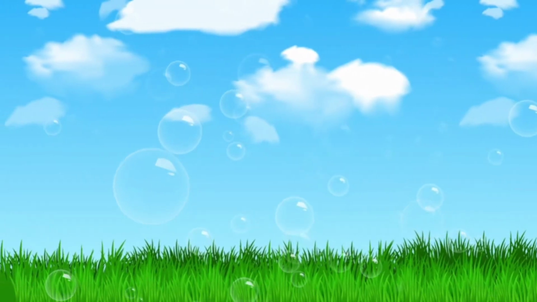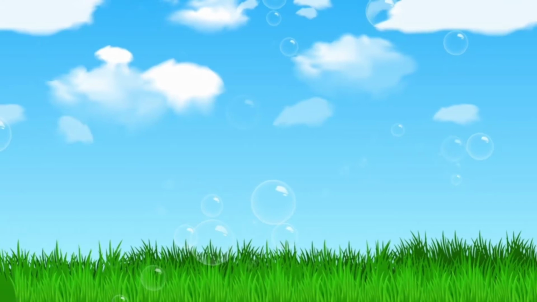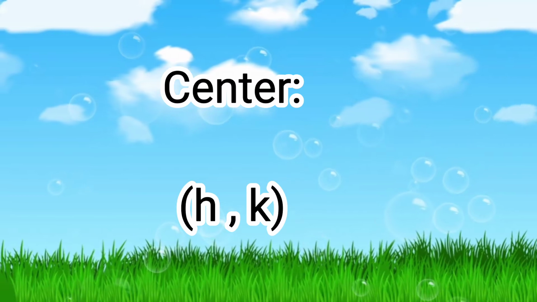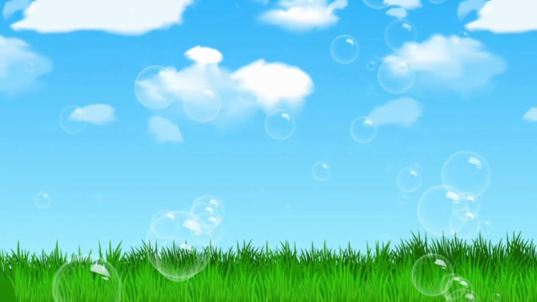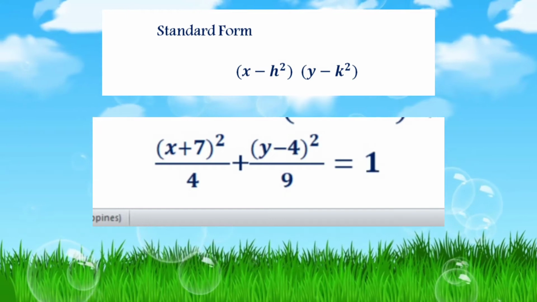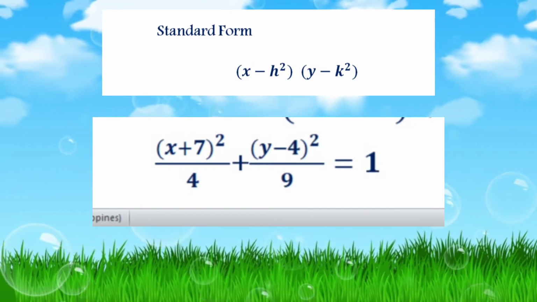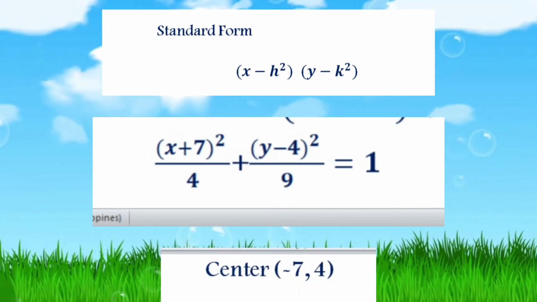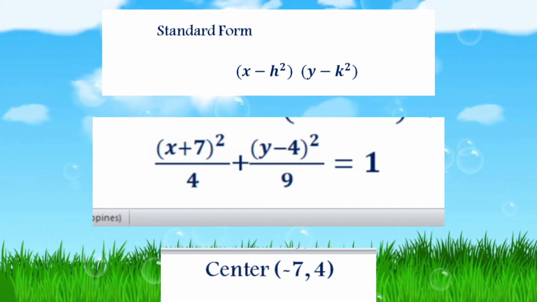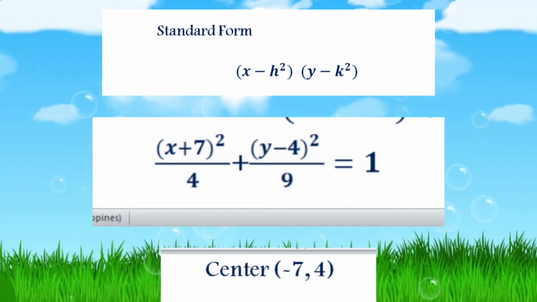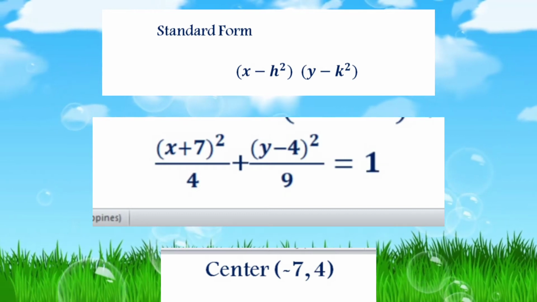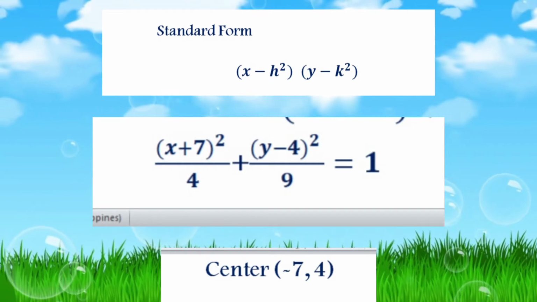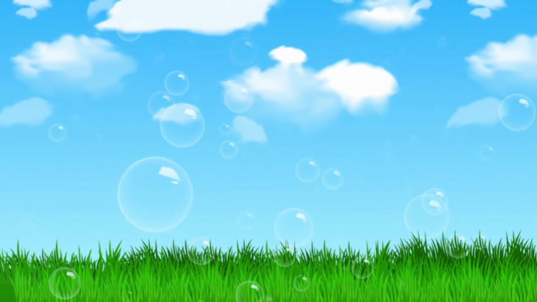We need to know the center first. In order to determine the center, we need h and k values. So according to our standard equation, our h value will be negative 7, and our k value will be positive 4. If you're wondering why I said negative 7 and positive 4, when the original number is positive 7 and negative 4, that is because the opposite sign of h and k must be copied or must be put as the center.